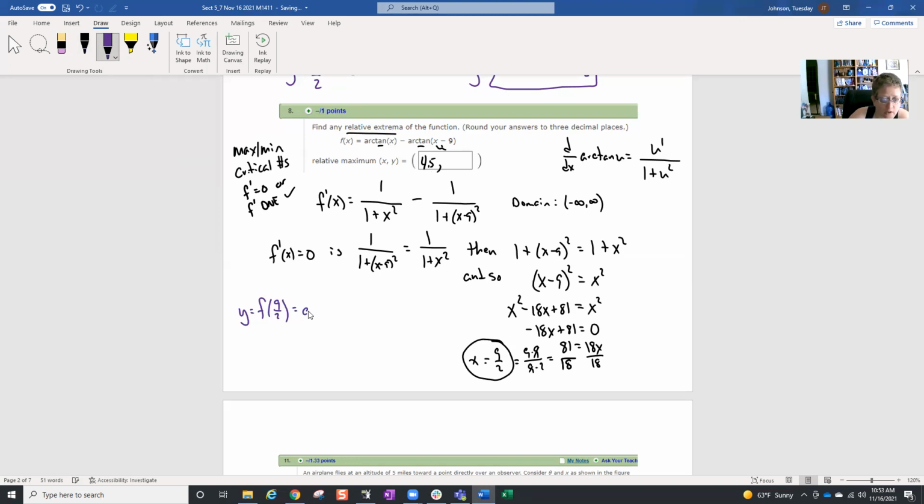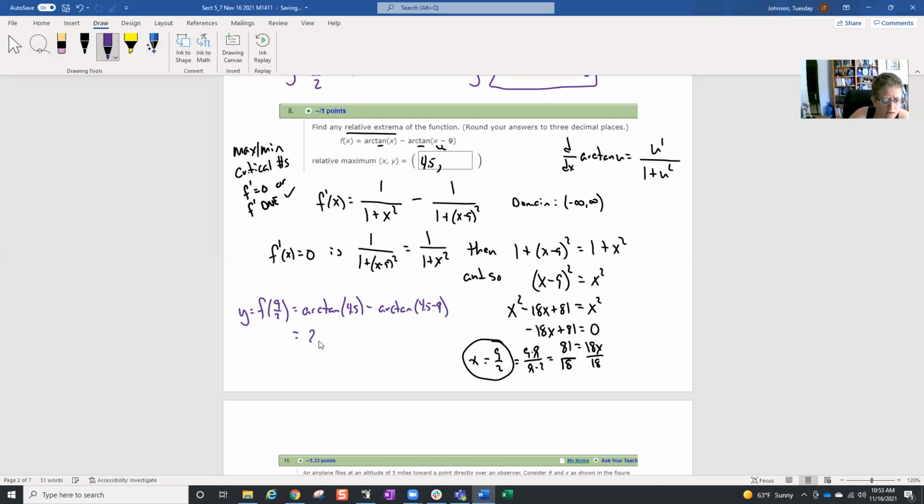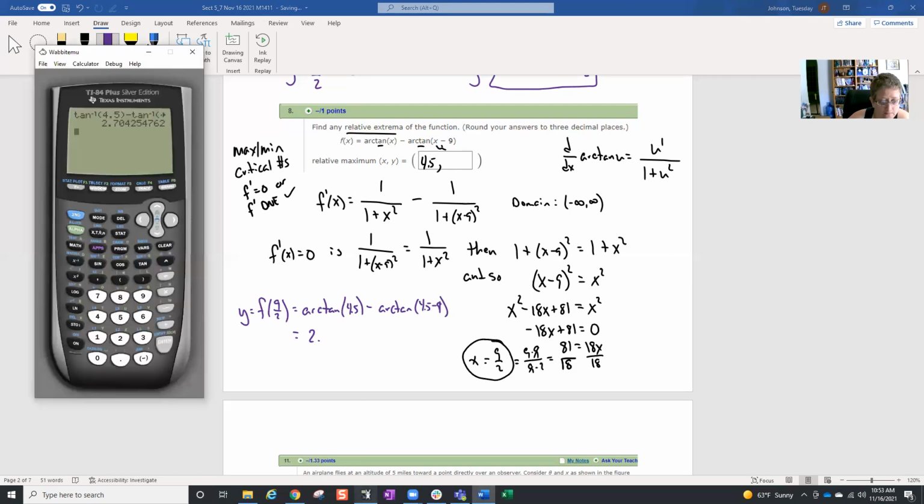But remember, our y value is always the function evaluated at 9 halves, or 4.5 if you prefer. So this is the arctangent of 4.5 minus the arctangent of 4.5 minus 9. And that's where we pull out a calculator. Oh my goodness, I just happen to have it there. How wild. And this gives us 2 point, I forgot to pay attention, 704, right? We want 3 decimal places. The 4 is the third decimal place, 2 to the right of it, so 704.